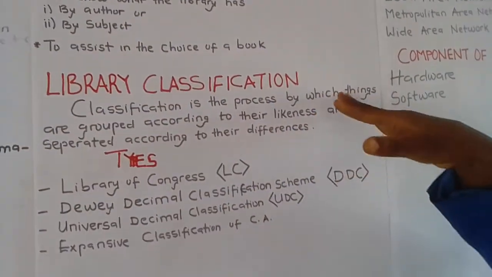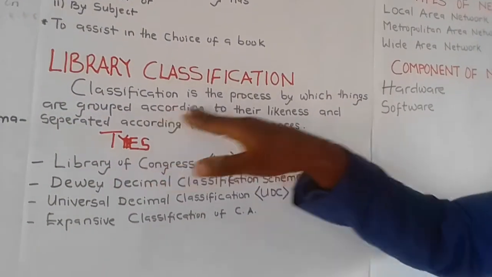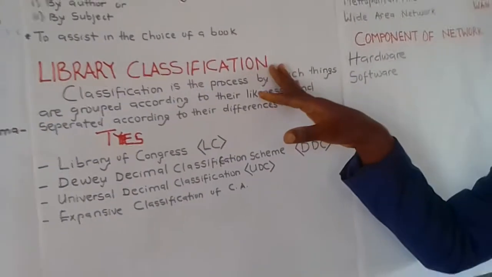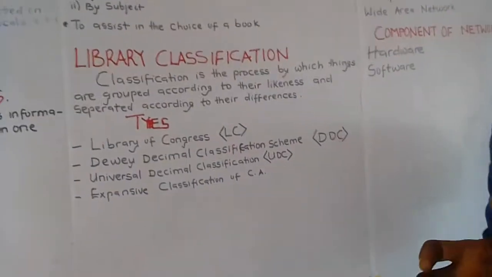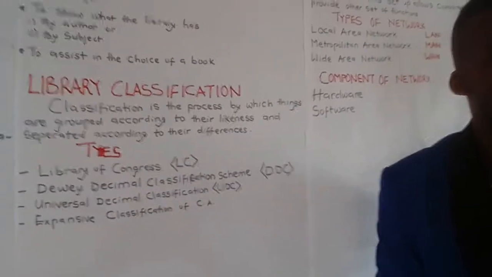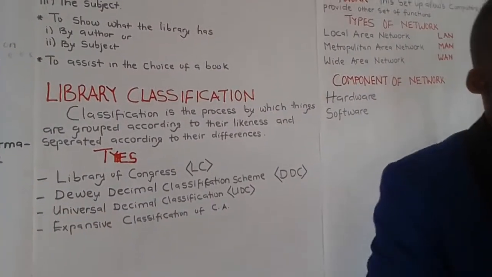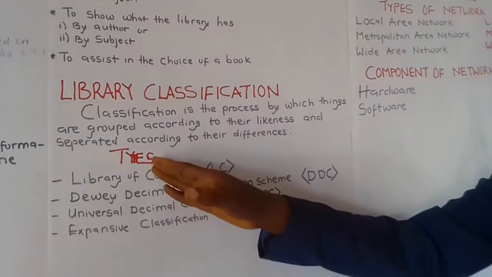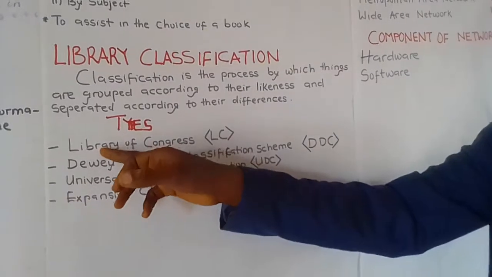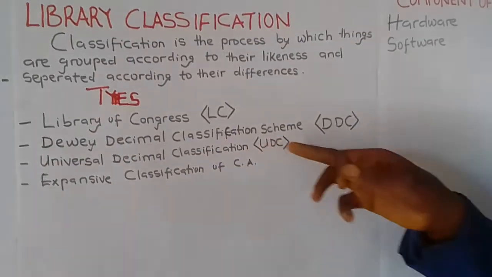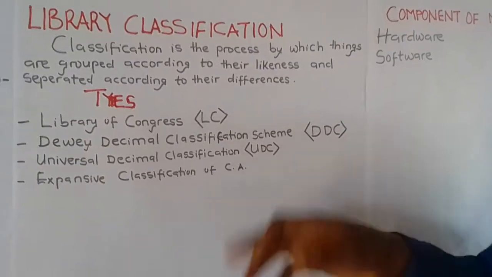Classification is a process in which books are grouped according to their likeness and separated according to their differences. That is classification. When you group materials according to their likeness, okay, this aspect is for management science, this one is for social science, this one is for law department. When materials are grouped according to their likeness, it is called library classification. We have types of classification in the library. We have Library of Congress, Dewey Decimal Classification Scheme, Universal Decimal Classification, and Expansive Classification. These are the types of classification we have in the library.